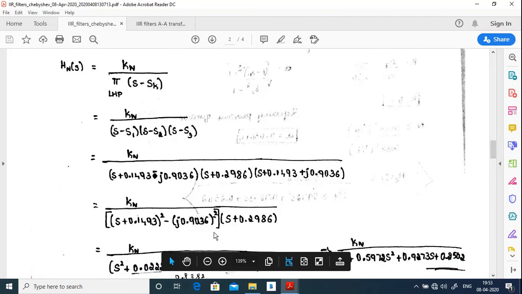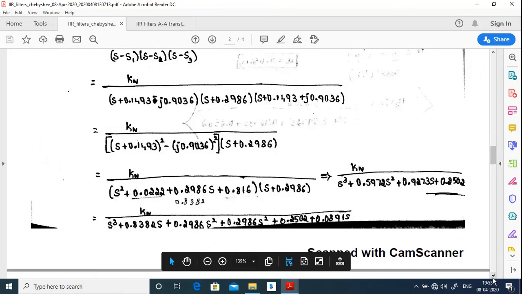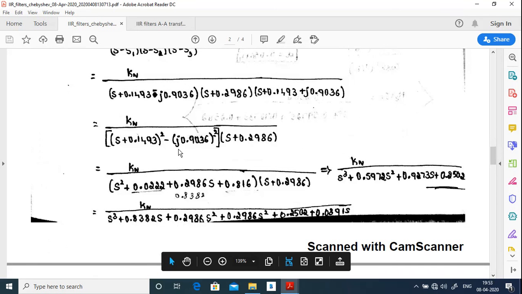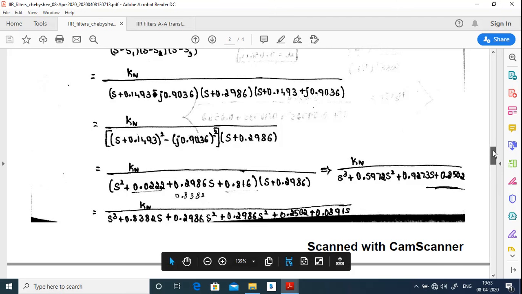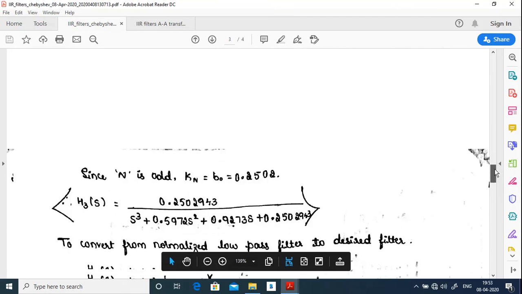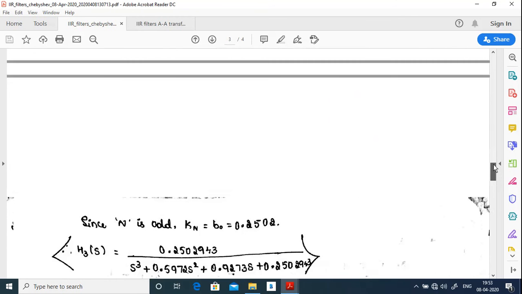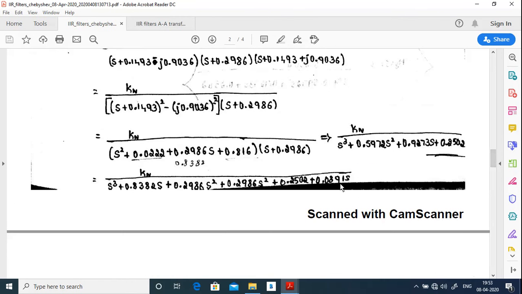Further, this can be expanded as A plus B whole square, which is given by A square plus B square plus 2AB. And then expand this: j square is minus 1 into minus 1, it will become plus. So here you will get it as plus, and you retain this as it is. Further, you multiply this with this, you will get this, and then further simplify, you will get this answer.